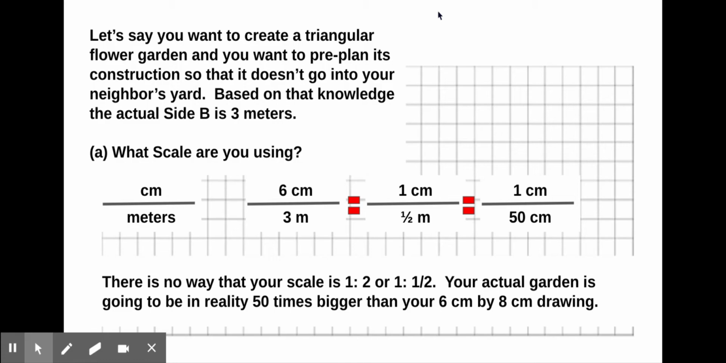Because again, if we're going to talk about scale, we have to talk about actual scale. And when we talk different units, that won't work. You have to have the same units. So we're talking about 1 to 50. So if you were thinking it was like 1 to 2 or 1 and a half, no. In actual scale, this garden is going to be 50 times bigger than what you've just drawn on the piece of paper.